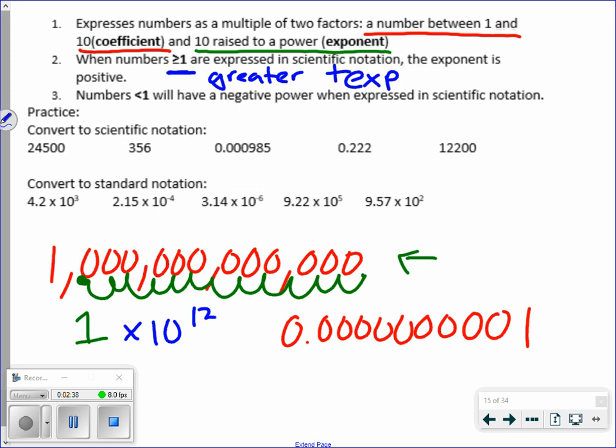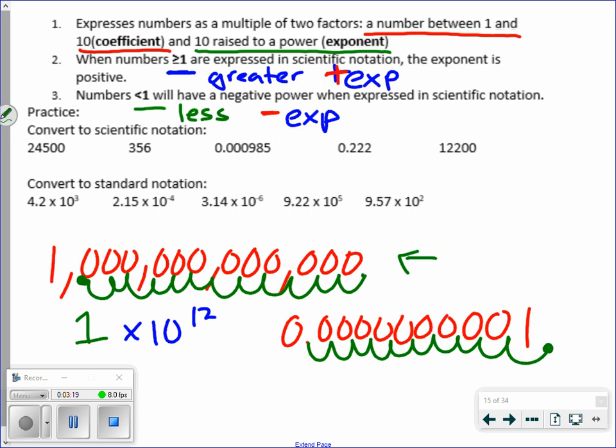That's it. Now, if I have a number that's less than 1, like this one, this is a positive exponent, and here is going to be a negative exponent. So I'm going to do the same thing here, except where does my decimal have to go now? Still after the 1, but all the way this way. So now I'm going to count: 1, 2, 3, 4, 5, 6, 7, 8, 9, 10. Here's my new decimal.